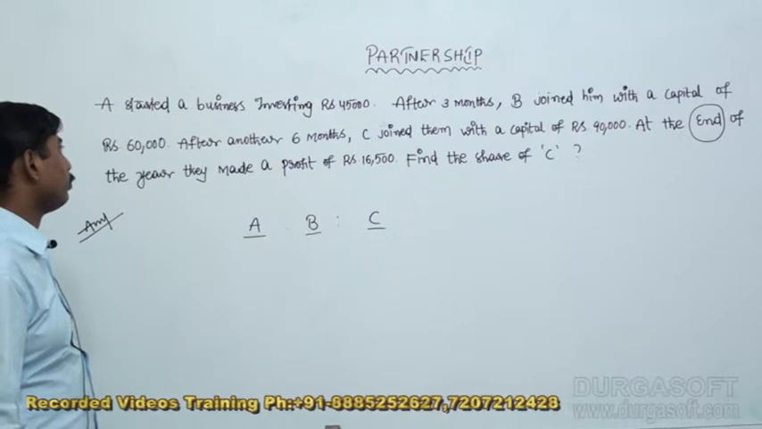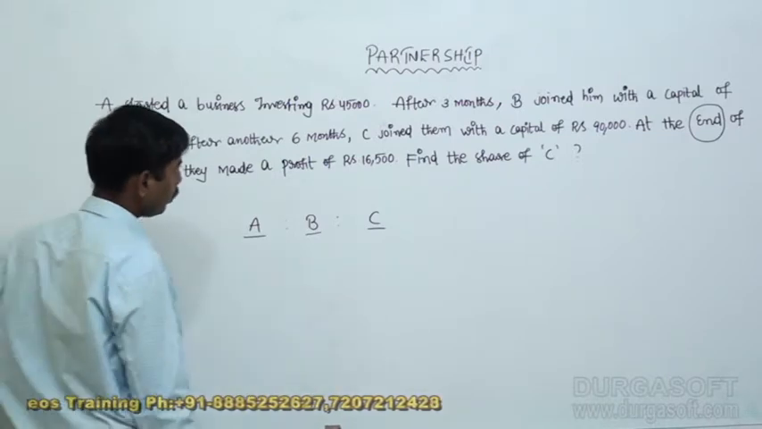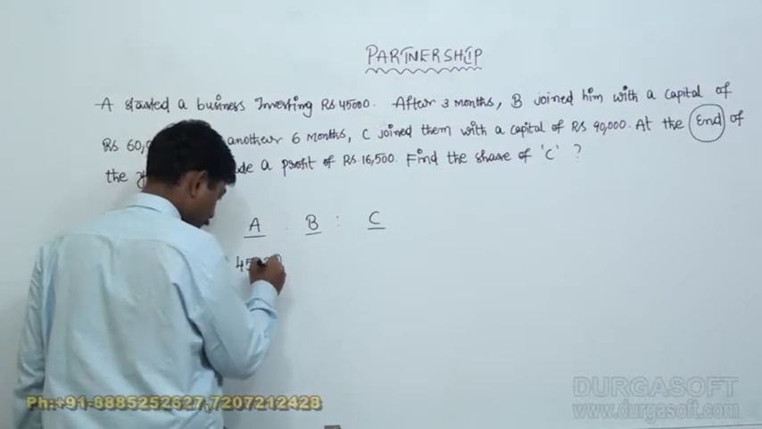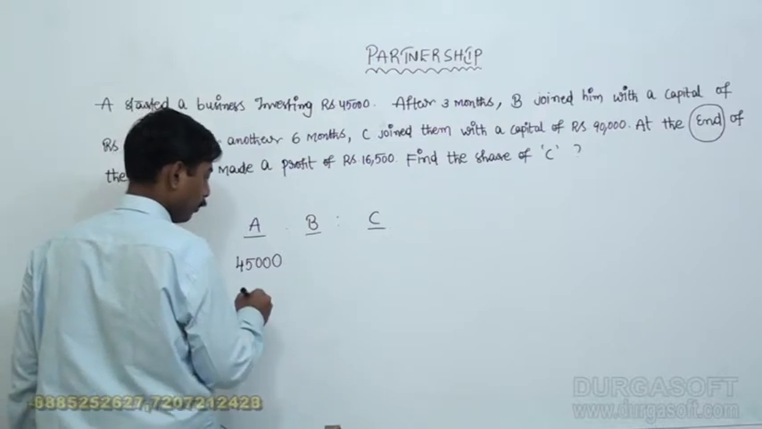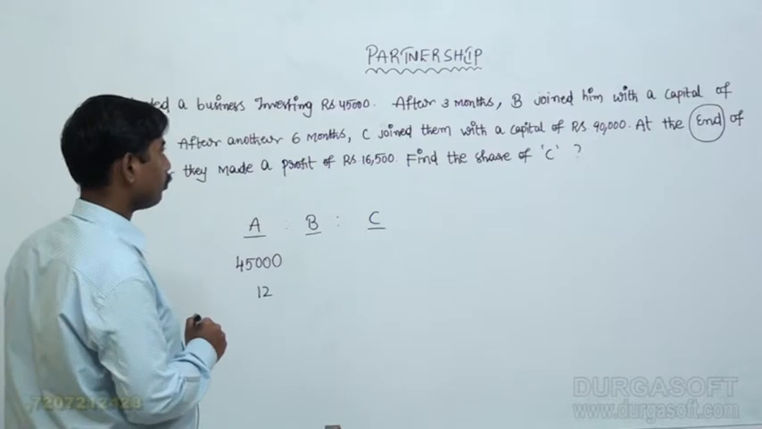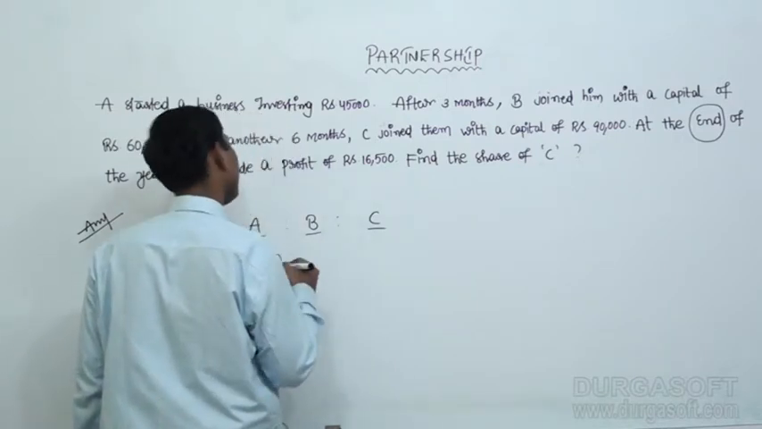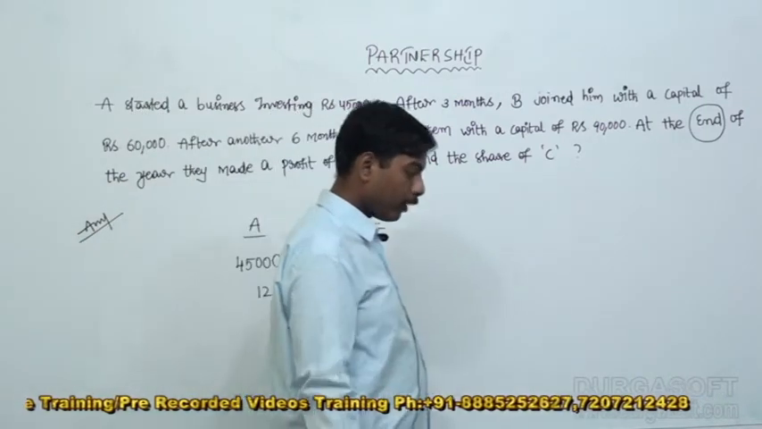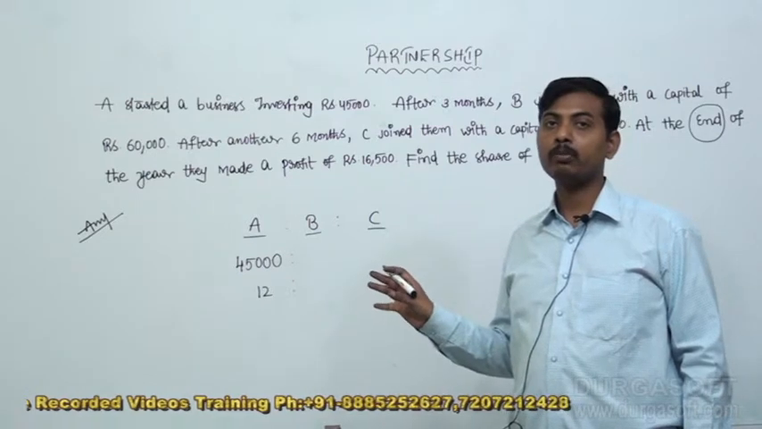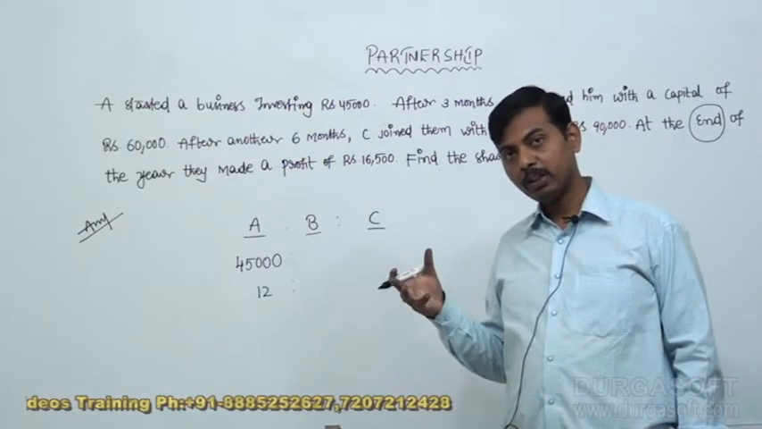A started a business investing ₹45,000. Investing ₹45,000 means how many rupees did Mr. A invest into the business? A invested 45,000 rupees, and definitely A should be involved in the business up to 12 months. After 3 months means, after 3 months of A's joining, B joined the business. So B has to be involved in the business 3 months less than A.